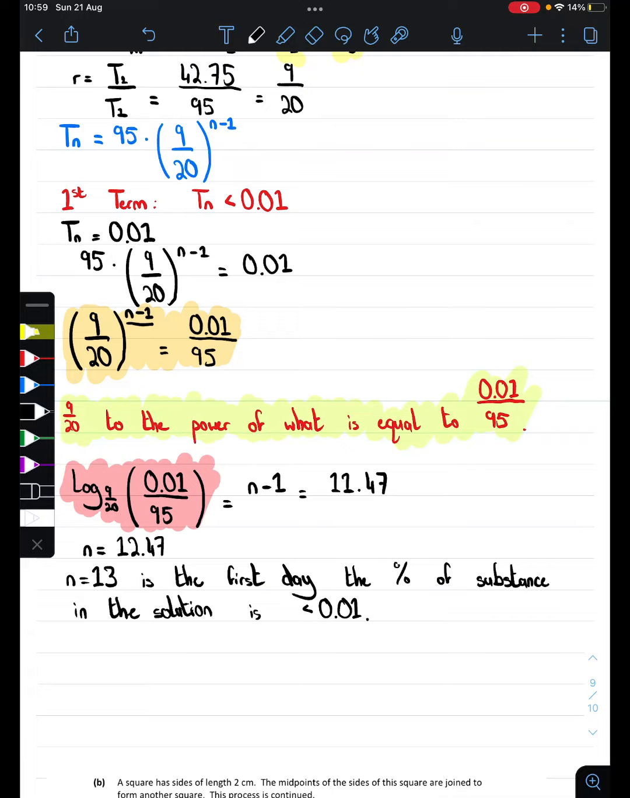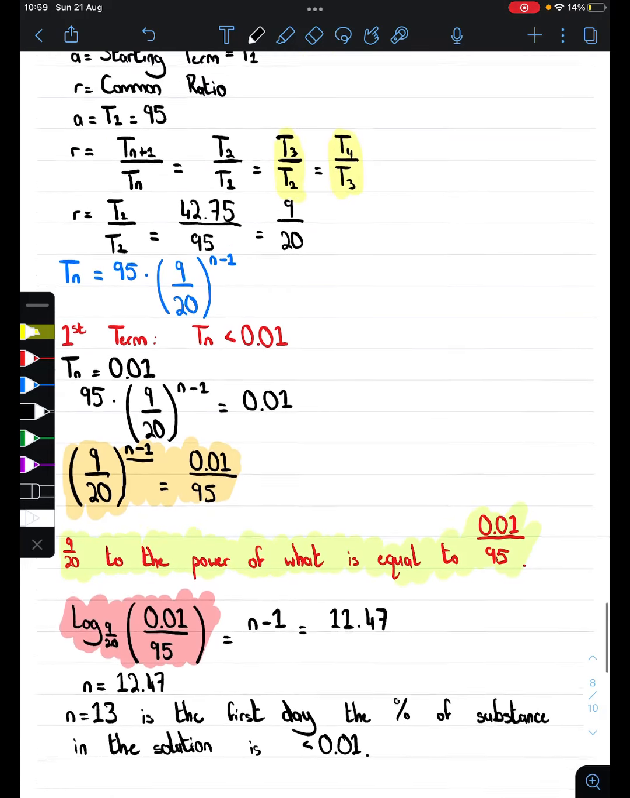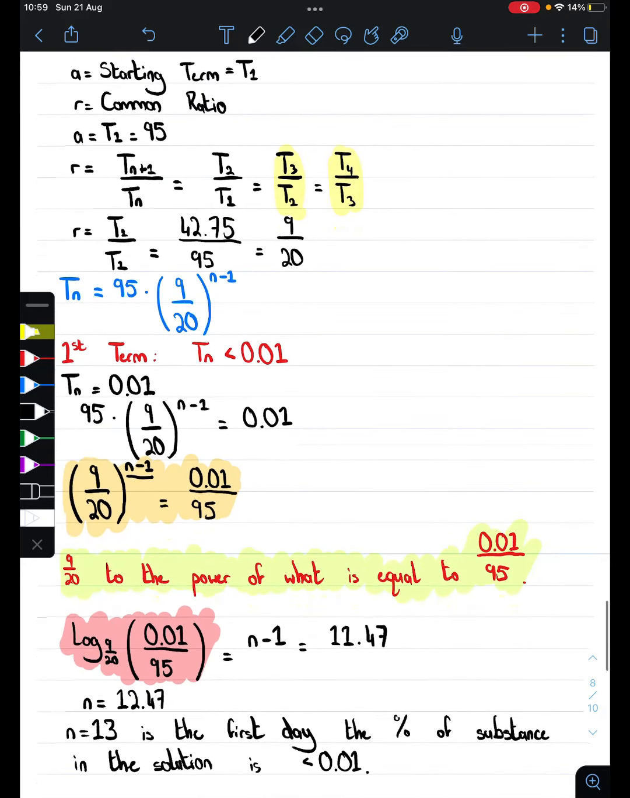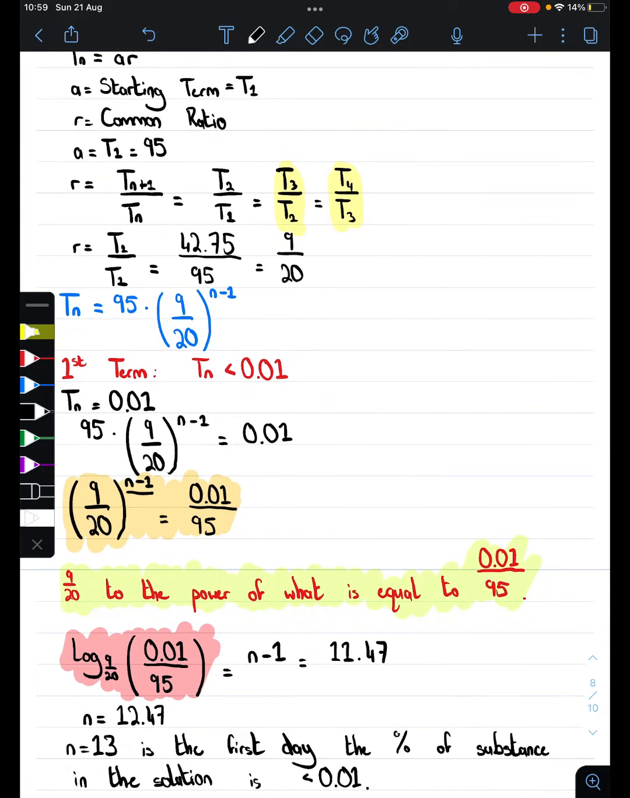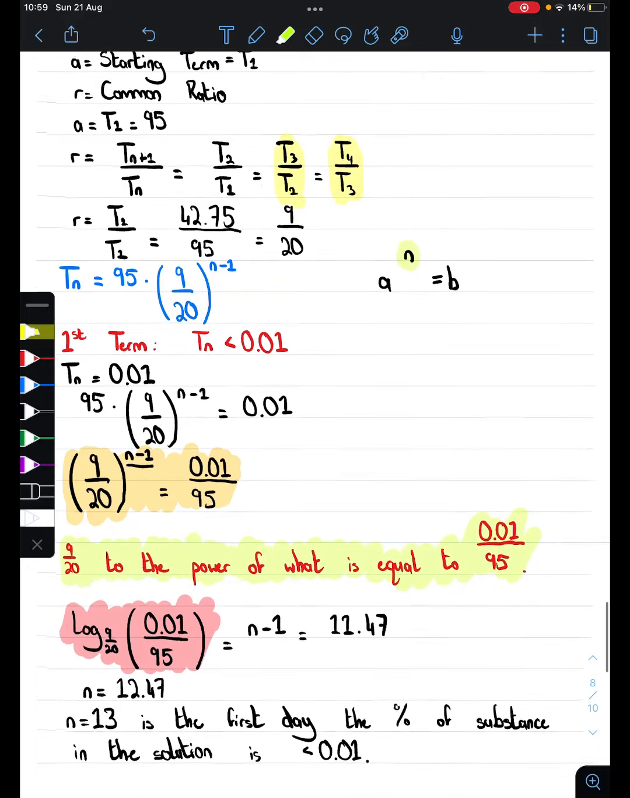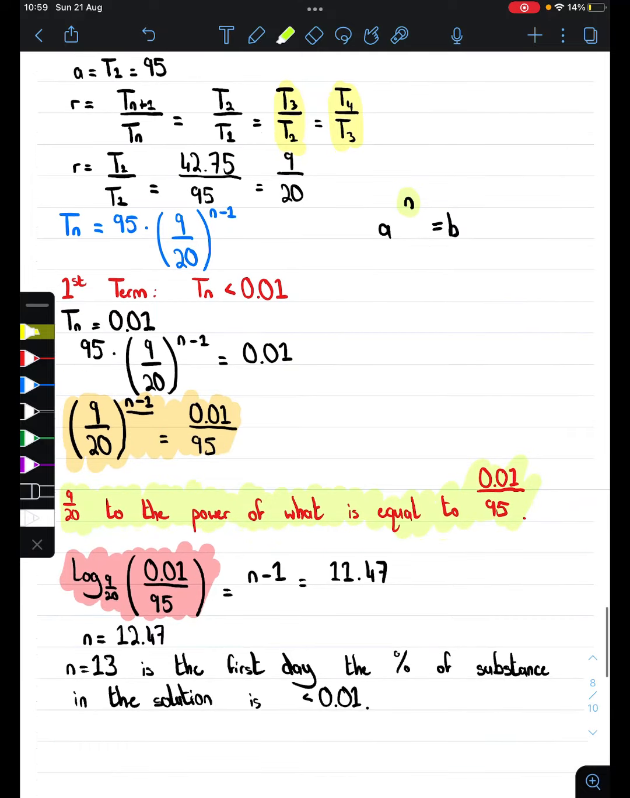Okay, and so I'm not trying to confuse you with this logarithm. I think that most of your teachers are just going to teach you this rule. Whenever you have an unknown in the power, so a to the n equals b, just take log of both sides and it'll work out. But I think that you can understand this.